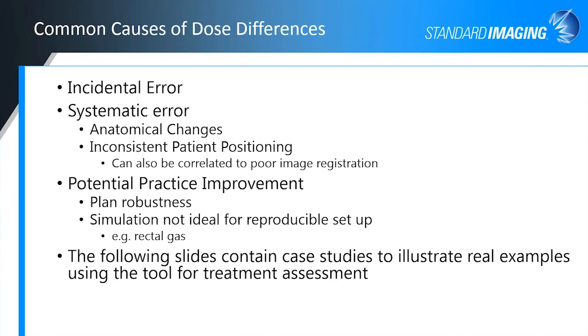And then there's potential practice improvement, where you can evaluate differences in plans to determine whether or not there are some plans that just tend to be more robust than others, meaning that there's less difference seen when small changes occur in patient setup or anatomy. And then simulations. Are we simming our patients so that each setup is reproducible? You can start to make correlations between immobilization devices and patient setup or arm position in breast cases. It can also help you identify cases that may need breath control techniques, things like that.